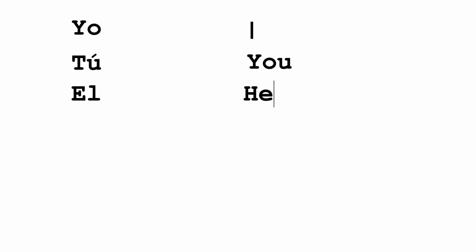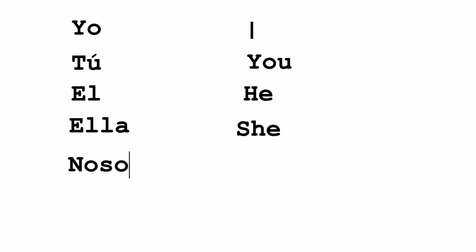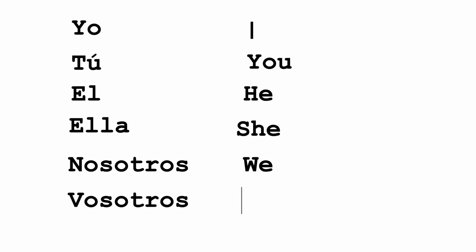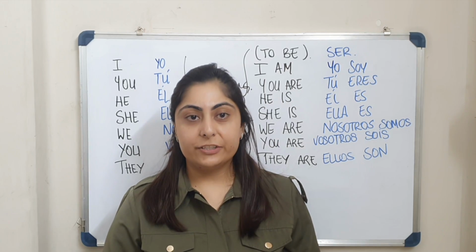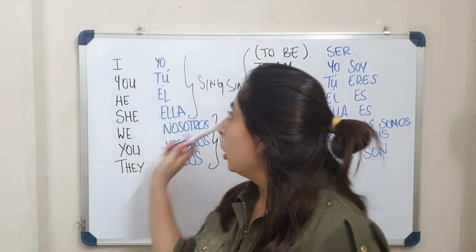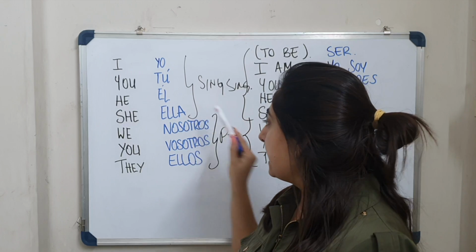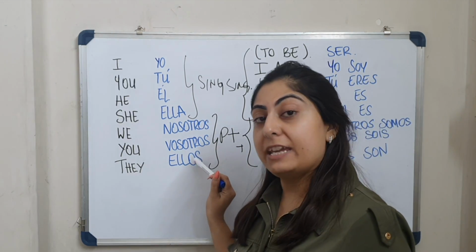Yo, I. Tú, you. Él, he. Ella, she. Nosotros, we. Vosotros, you. Ellos, ellas, they. So now that we have learned all the personal pronouns, which are yo, tú, él, ella, nosotros, vosotros, ellos.